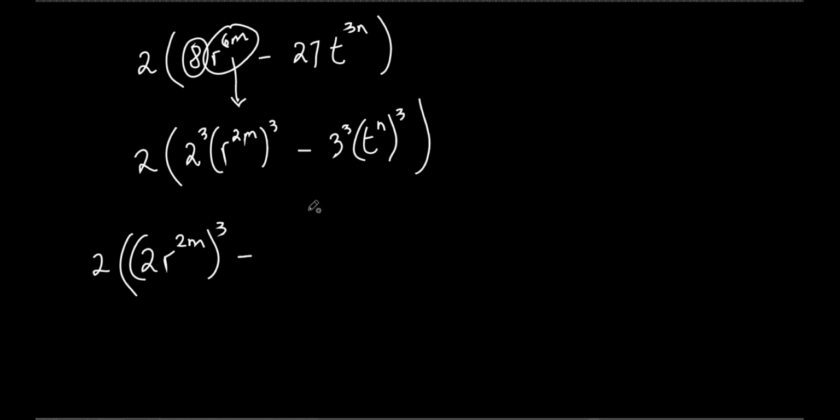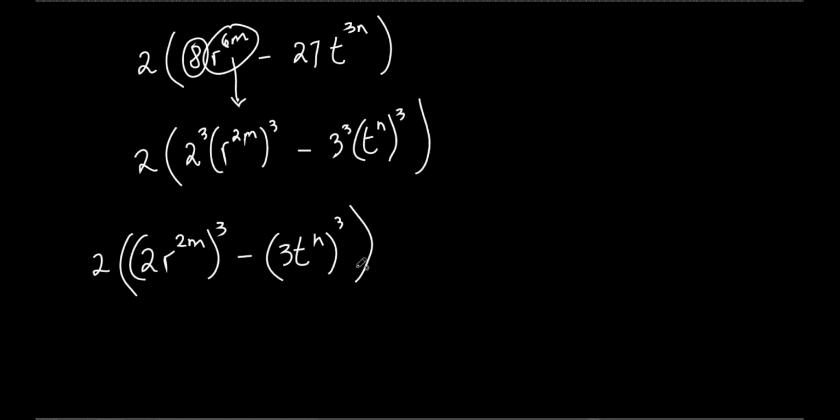Minus, what do we have here? Both of these things are being cubed, so it's 3T to the n, and that whole thing is being cubed. All right. I know, it's ugly. I get it. But we're following all the rules, aren't we? Everything's working out pretty good.